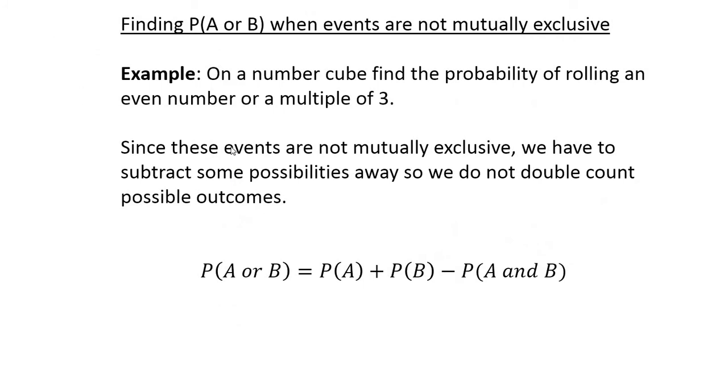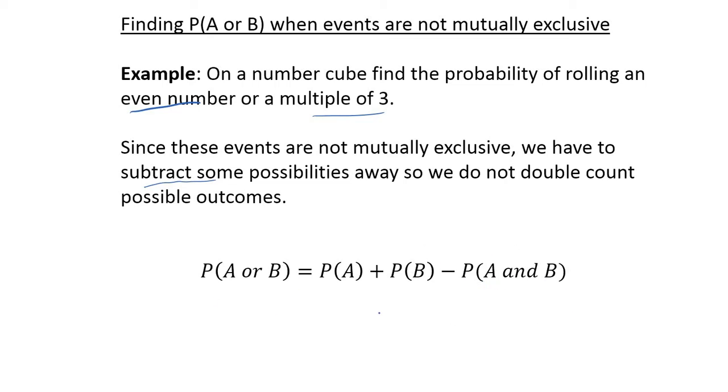All right, one more thing I want to talk about. Finding the probability of A or B when events are not mutually exclusive. Okay, when they're not mutually exclusive. So we get some overlap. So for example, on a number cube, find the probability of rolling an even number or a multiple of 3. That would be 3 and 6. Well, 6 is also even. See how that overlaps with the evens? So I can't just add this to this, because that would double up on some possibilities. So we have to subtract some possibilities away so we don't double count. Here's that general relationship. Well, probability of A plus probability of B, subtract probability of both.